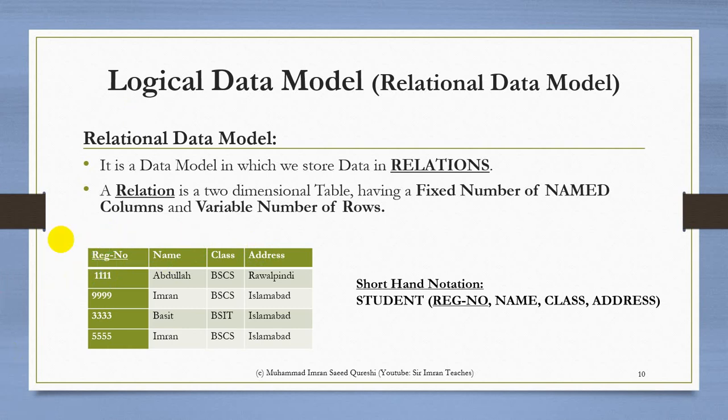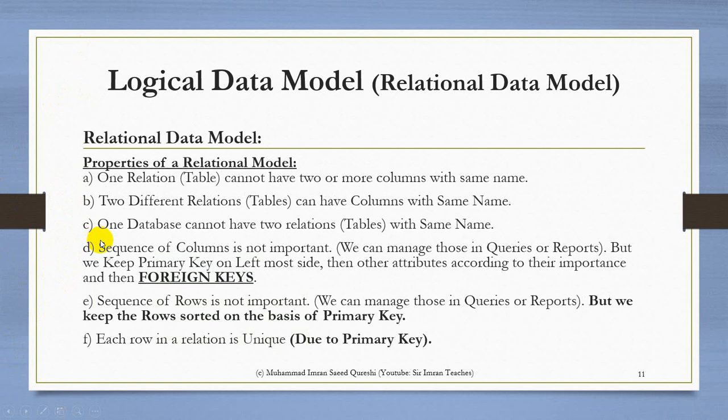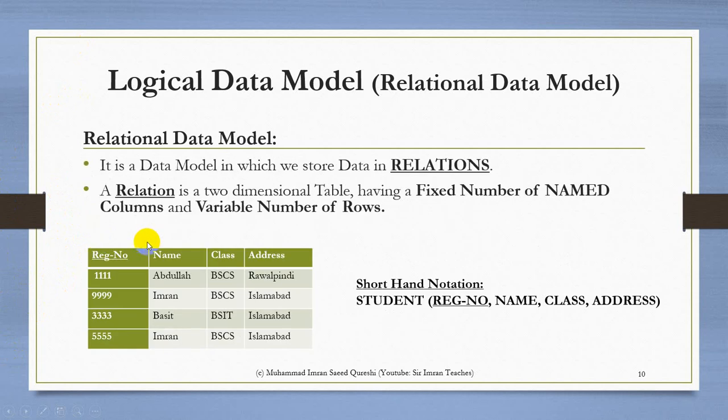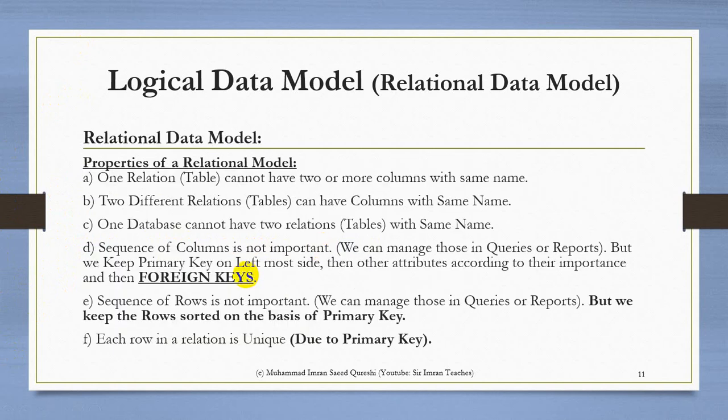So here in the left column we have the primary key, then we go for the second significant column, then the third, lesser significant column, and then the least significant column. And normally we keep the foreign keys at the end. I will teach you that in this lecture, inshallah. So now check, sequence of columns is not important, but we can manage those in queries or reports.